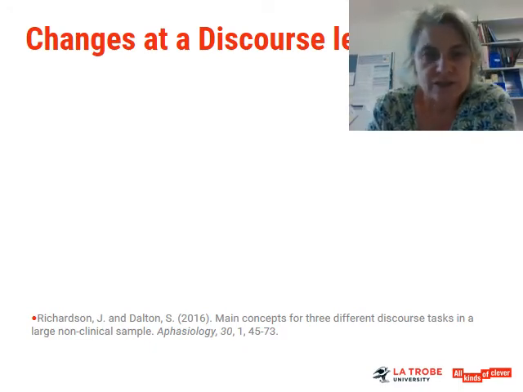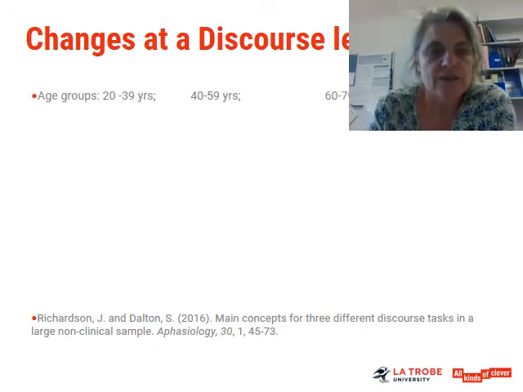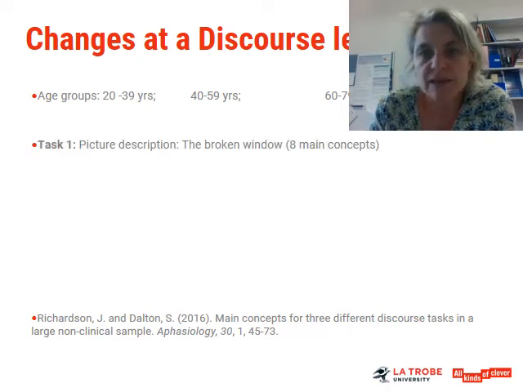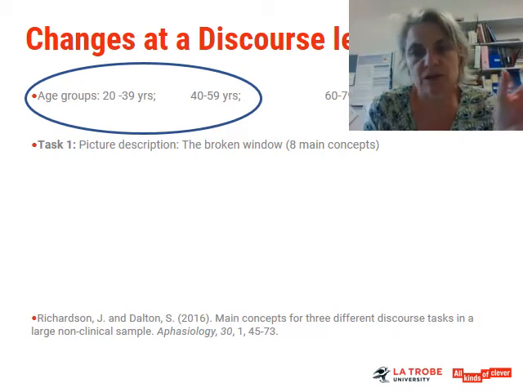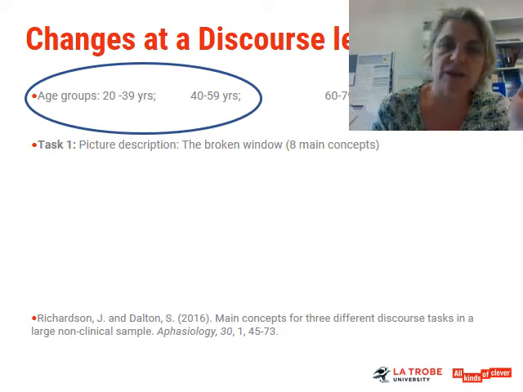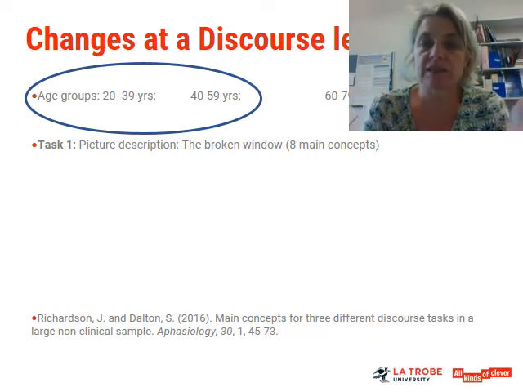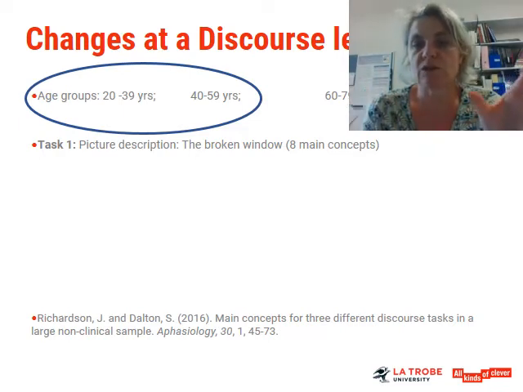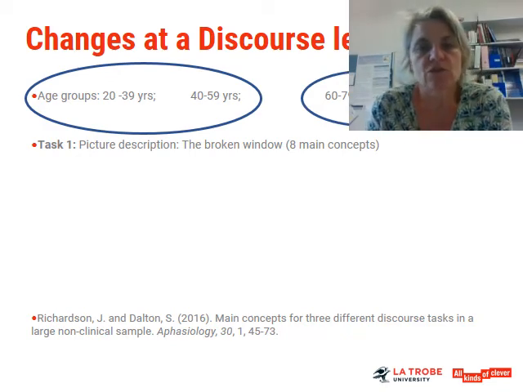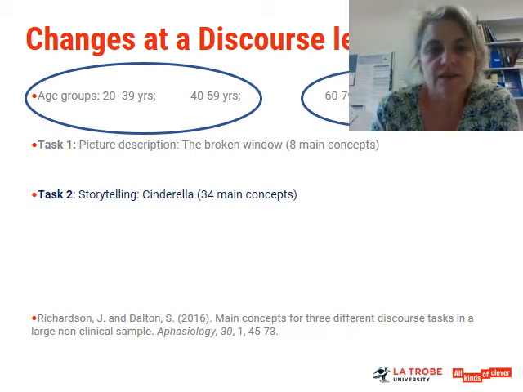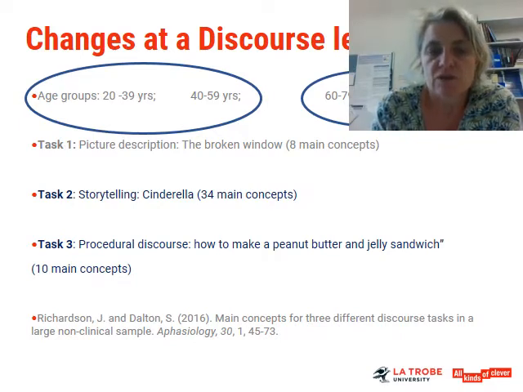Were there any changes? Well, interestingly, the groups did seem to separate on some tasks, but not others. There was no difference between the groups on the picture description, the broken window task. Everyone did the same. There was no difference between the really young people and the older people on their ability to tell a story with the broken window pictures. But there were differences between these 2 age groups on the Cinderella task and the procedural discourse task.